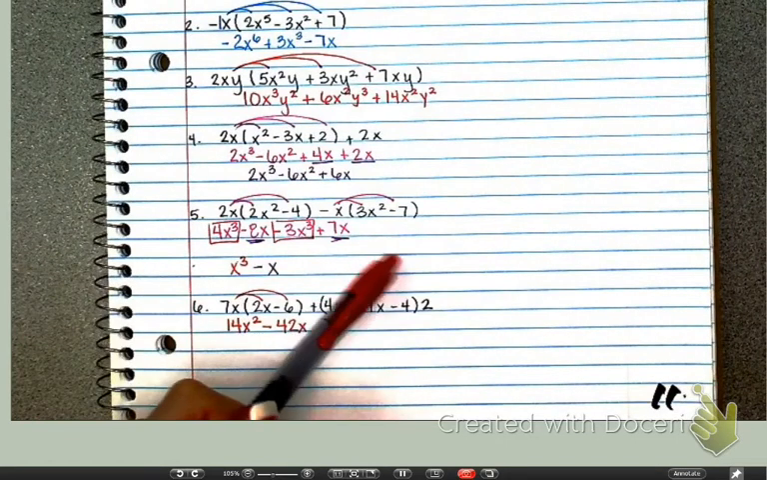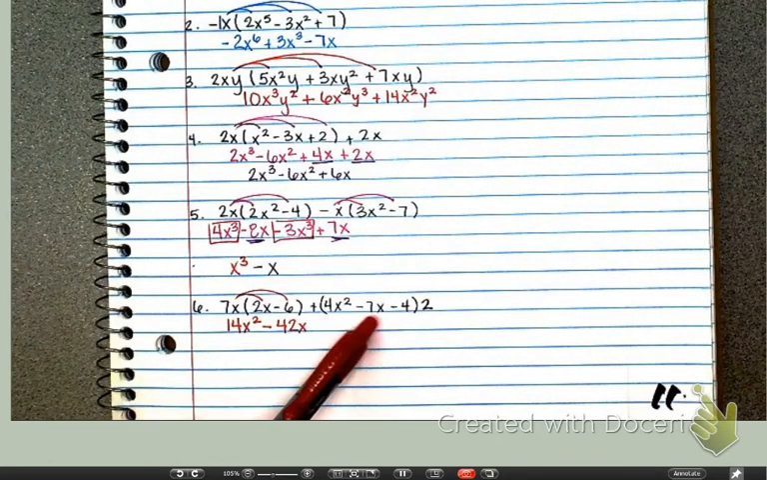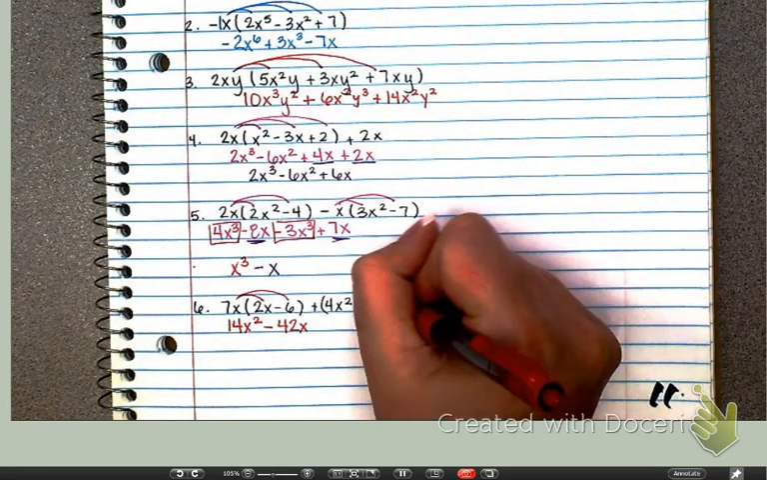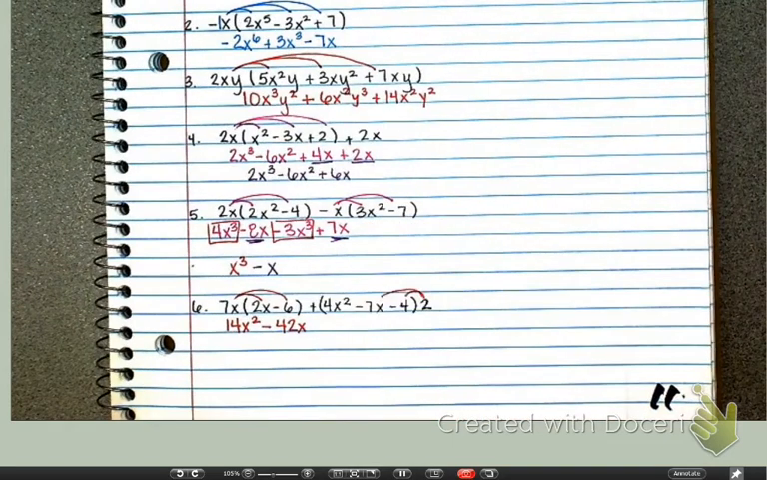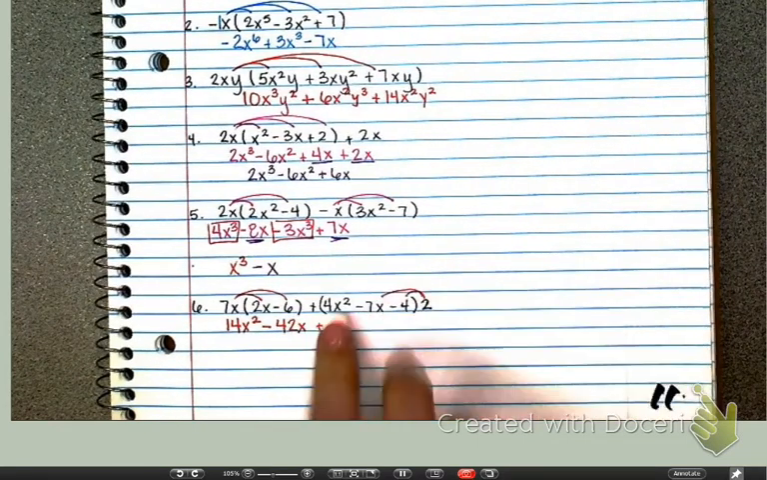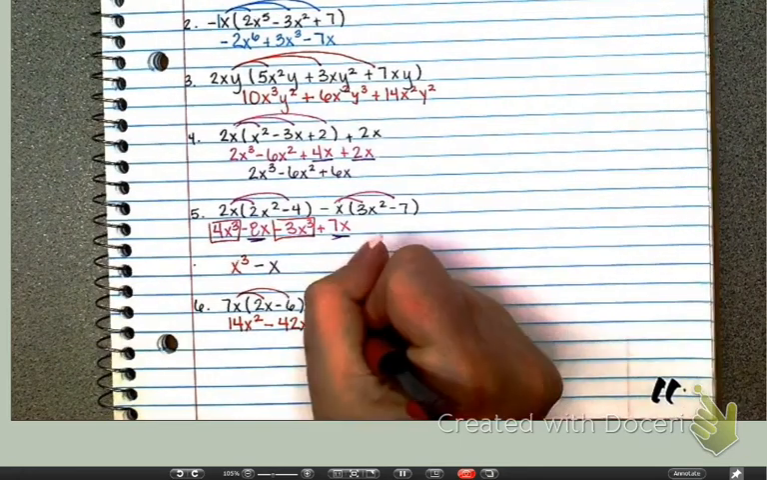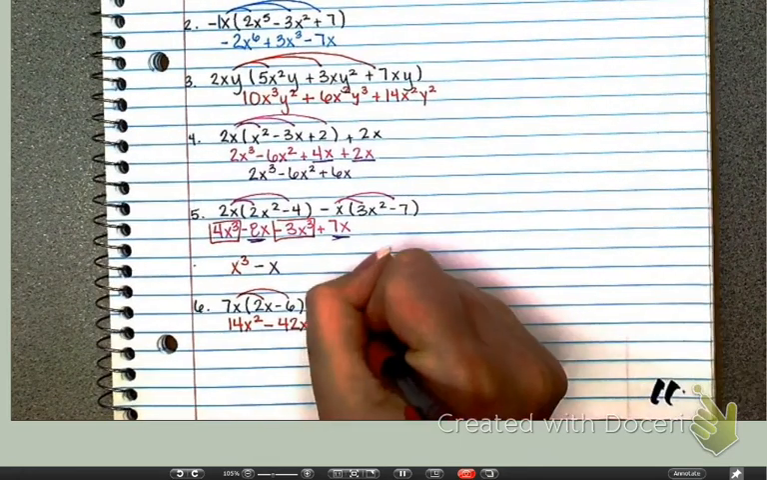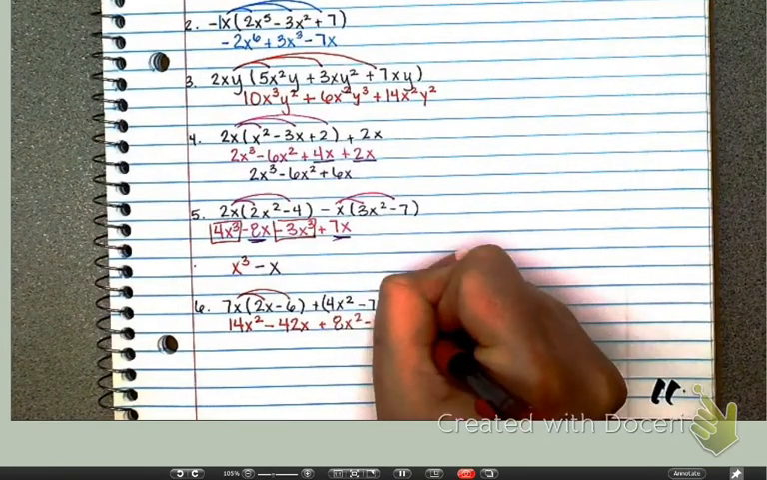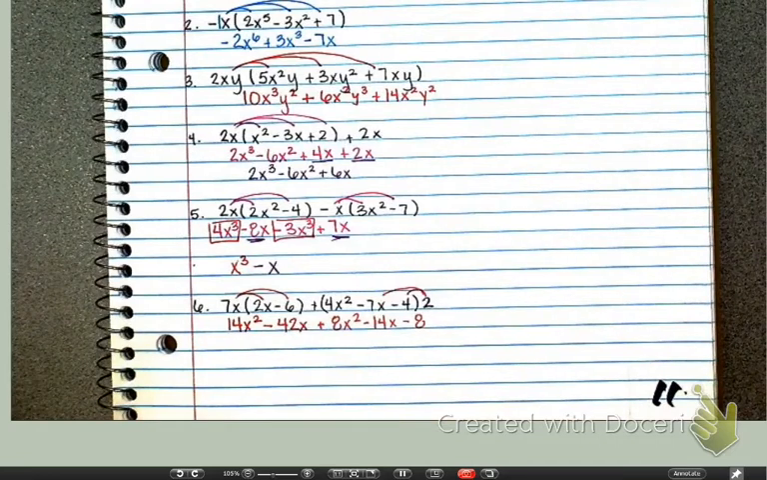Am I distributing anything over here? Yes, the 2. The 2 multiplies to each of these terms. Okay, that 2 does not have an addition or subtraction sign next to it, which means it's multiplied by this whole set. Okay, that then gives me, and I'm going to start from the front though, so I have 8x squared minus 14x minus 8. 8x squared minus 14x minus 8.